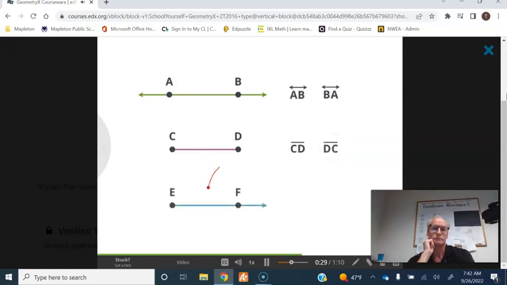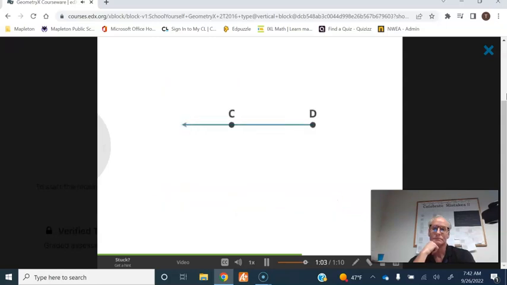But what about rays, like this one down here? Well, this ray starts at E and goes on forever in the direction toward F and beyond. So this is called ray EF, and notice the symbol above the letters has the arrowhead pointing in the F direction. The first letter in a ray's name is always the ray's endpoint, and the second letter is another point on the ray. So that means FE is not a correct name for this ray. That would be a ray with endpoint F going on forever in the opposite direction.